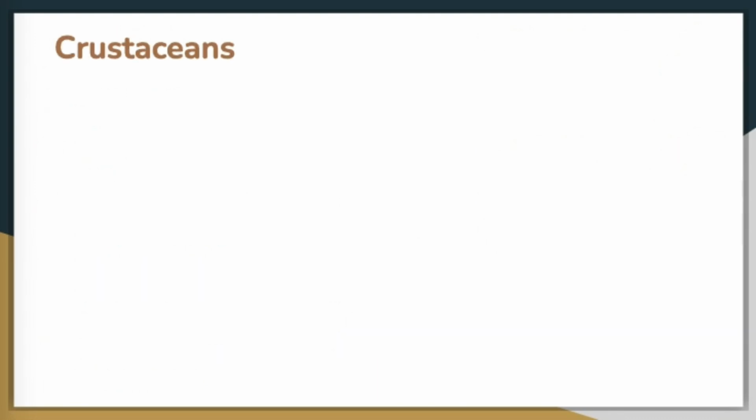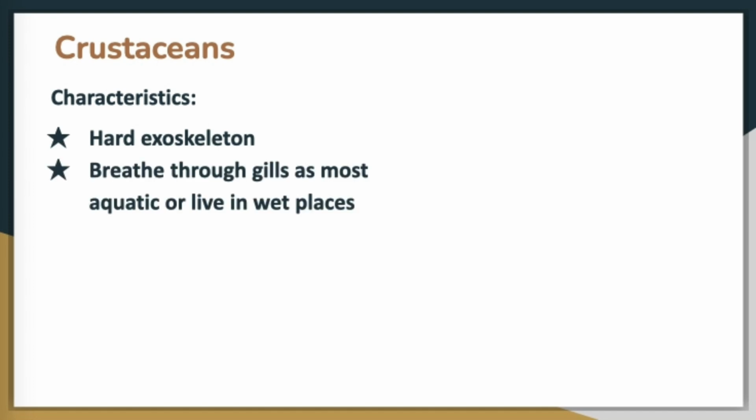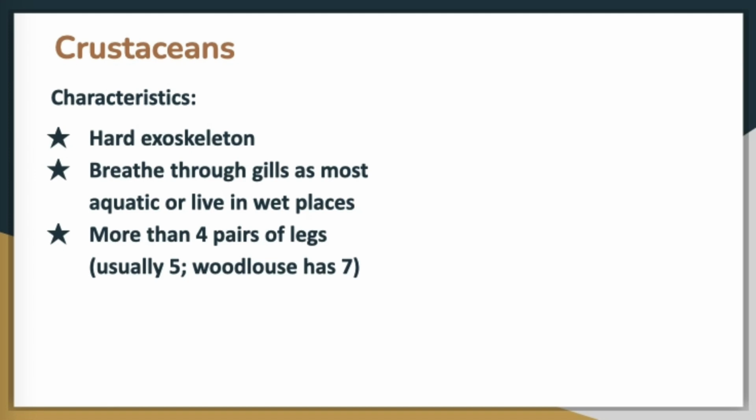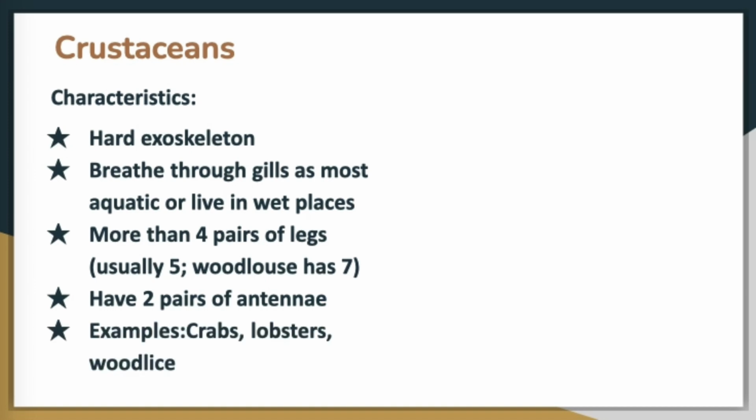Next, we have the crustaceans. Crustaceans are crabs, lobsters, woodlice. They breathe through gills, so most of them live in wet places, and many are aquatic. They have a hard exoskeleton. They have more than 4 pairs of legs, usually 5. They have 2 pairs of antennae.